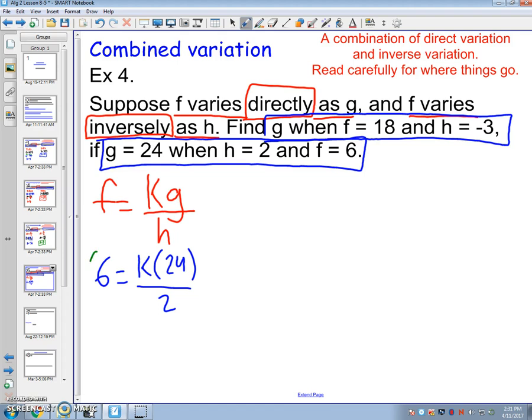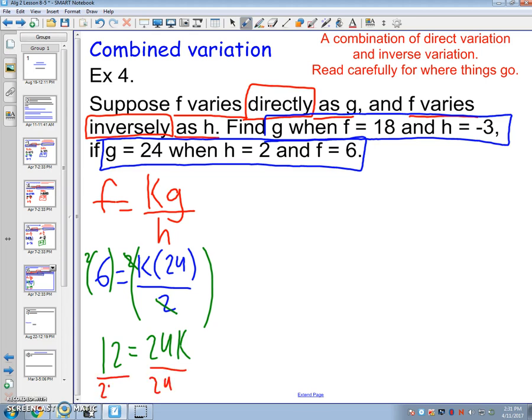Now just algebra. Get rid of the denominator by multiplying both sides by it. So this is gone. I get 12 equals 24k. Divide both sides by 24. I get k equals 1/2. Now we know that. We can go back to the equation and plug in the other situation with our brand new k.